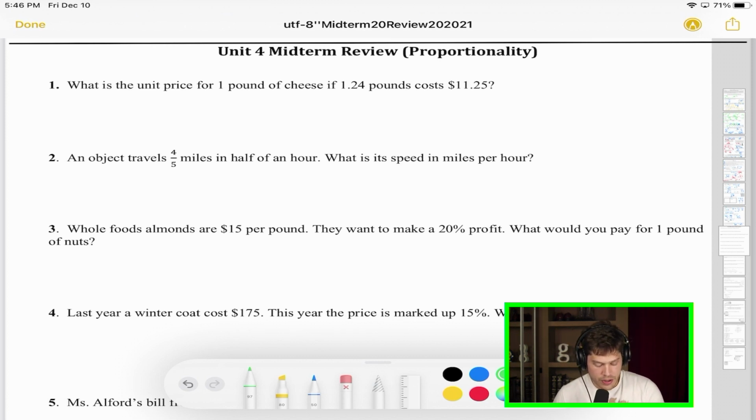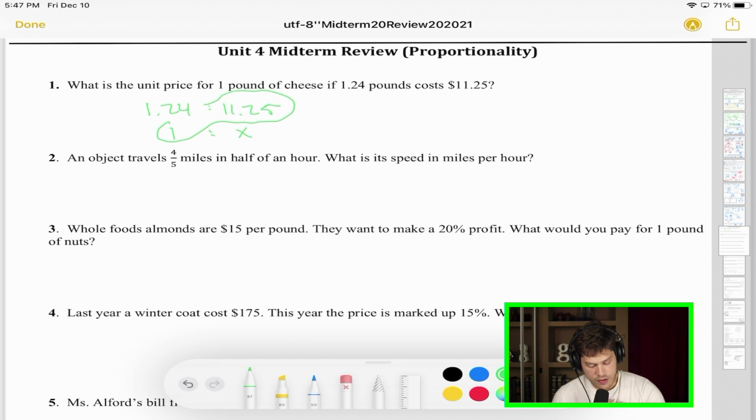What is the unit price for 1 pound of cheese if 1.24 pounds of cheese cost $11.25? Okay, now we're doing proportions. We're doing proportions, guys. So 1.24 is to 11.25 as 1 is to x. So what's the unit price? How do we do this? Well, you cross multiply and divide.